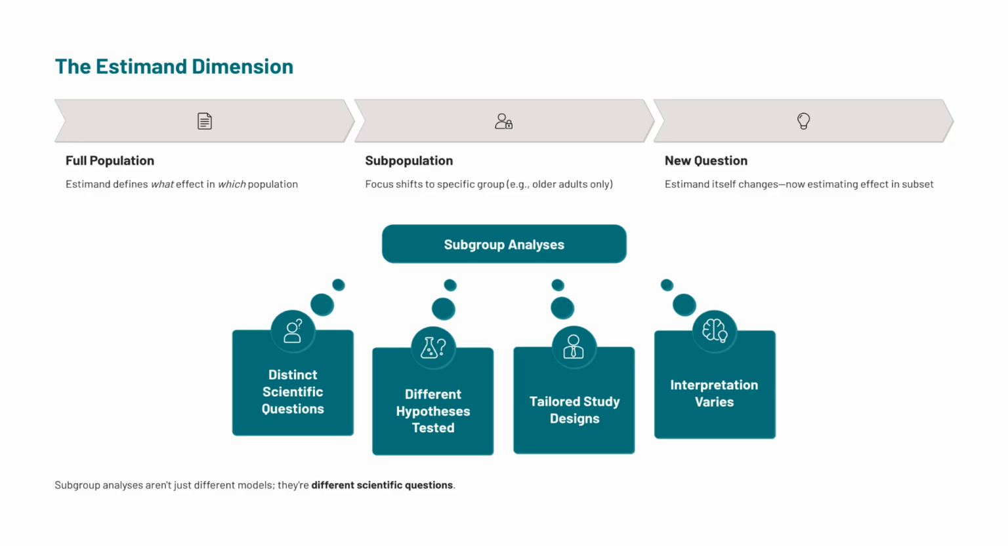Which brings us to estimands. Remember, the estimand defines what effect you're measuring and in which population. If you shift the focus to older participants, you're asking a different scientific question. And once you define that subgroup estimand, you need an estimator to operationalize it.